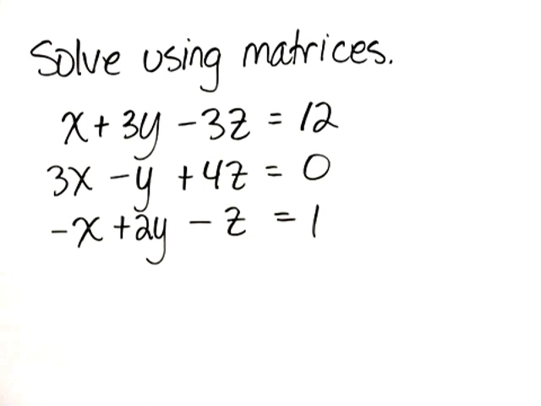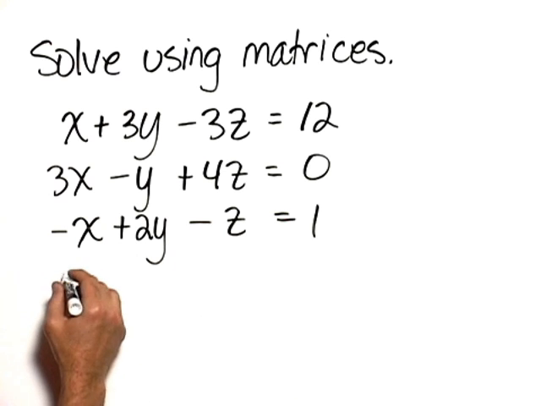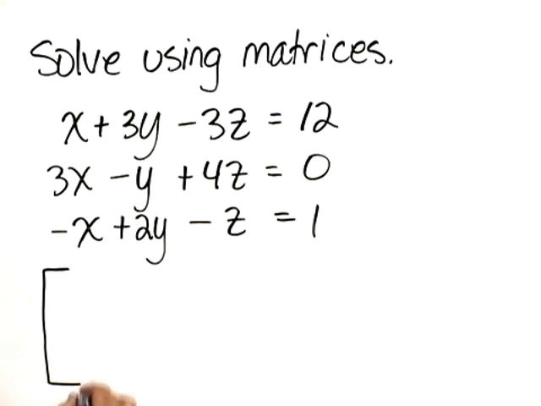Solve using matrices. x + 3y - 3z = 12, 3x - y + 4z = 0, and -x + 2y - z = 1. So let's write out the corresponding matrix to this system of equations.